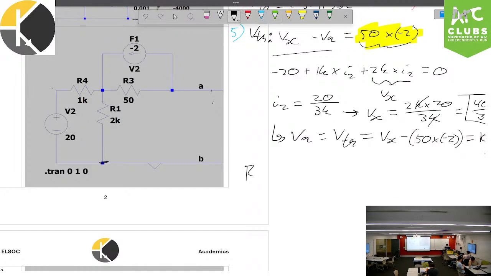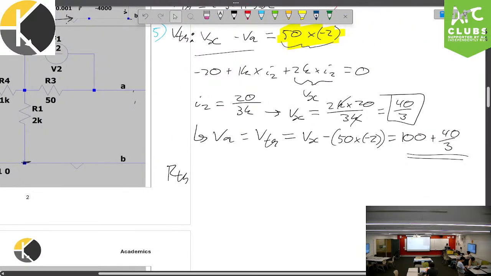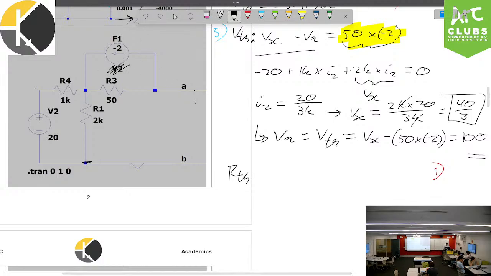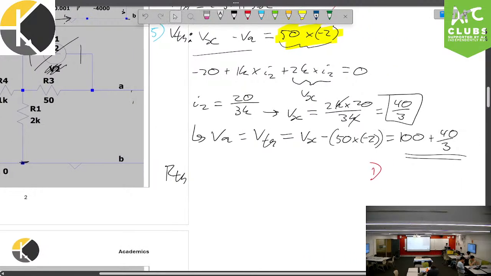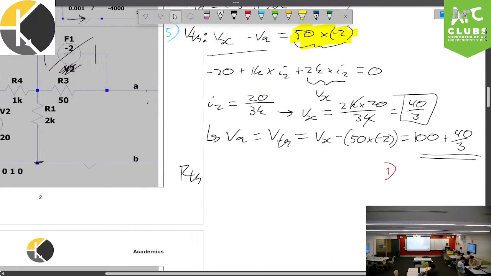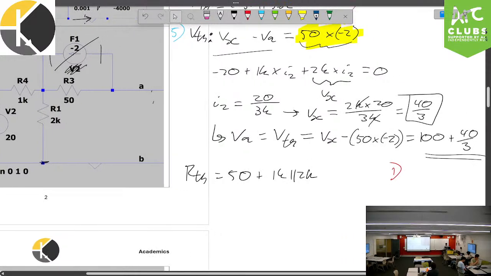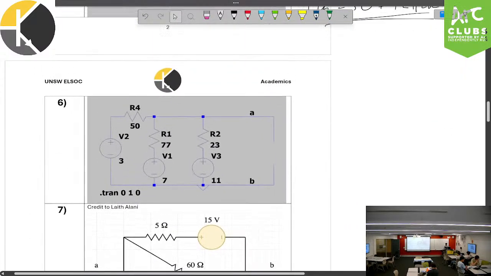Alright. Our Thevenin, once again, as we mentioned earlier, method 1. Actually, yes, method 1. We are only using independent sources over here. Sorry, independent sources over here, losing my mind. That one crosses out, that one short circuits. We get 50 plus the parallel of 1k and 2k. So let's write that down. Fantastic stuff. Alright, let's keep on moving.